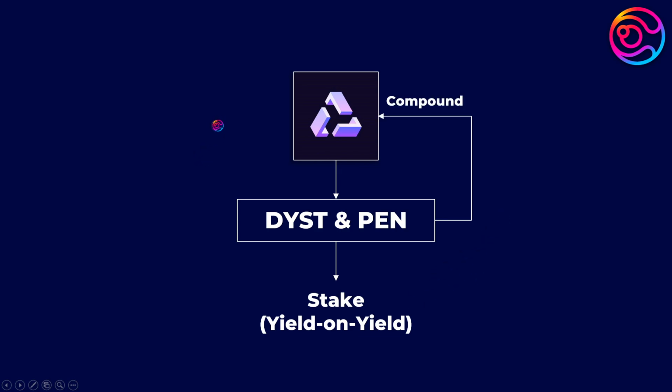If you are having trouble deciding which route to take, consider diversifying by using 50% of your LP yield to compound your LP, and the other 50% to use the yield-on-yield staking strategy. Ultimately, the choice is yours.